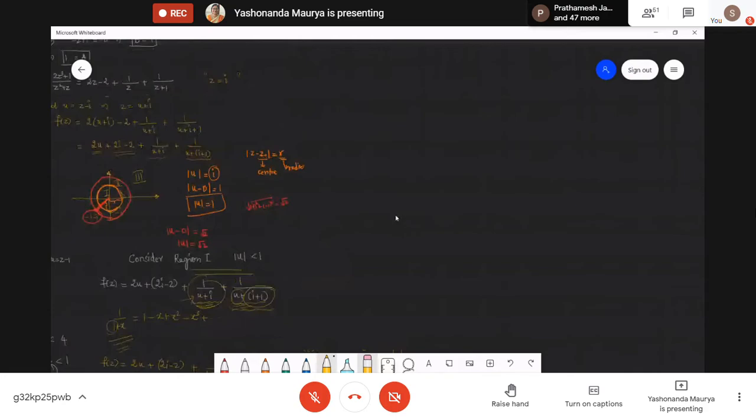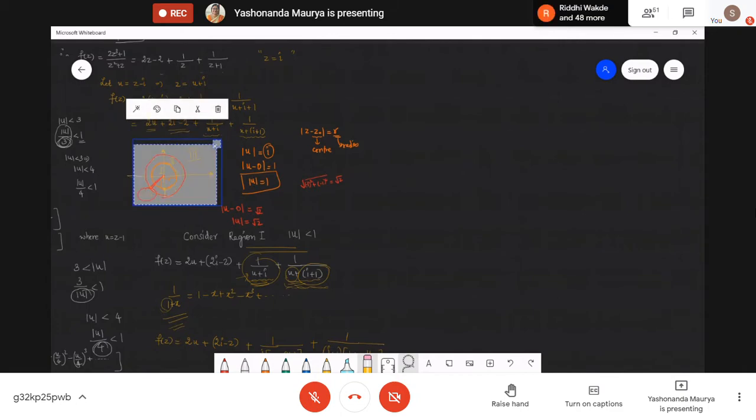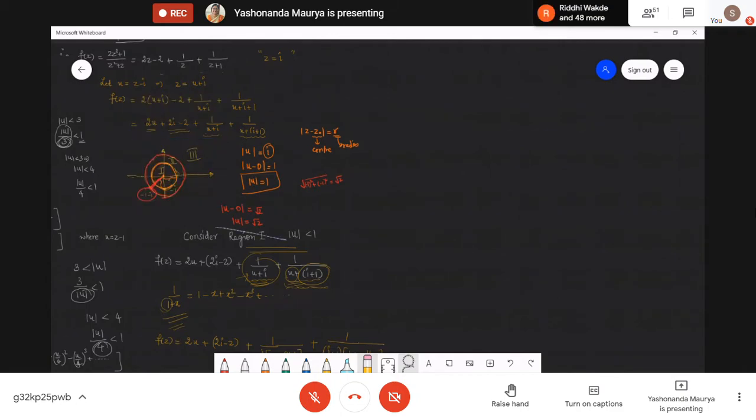Any doubts in this question? Are the regions clear here? How do we get these regions? Is this part clear? These equations.